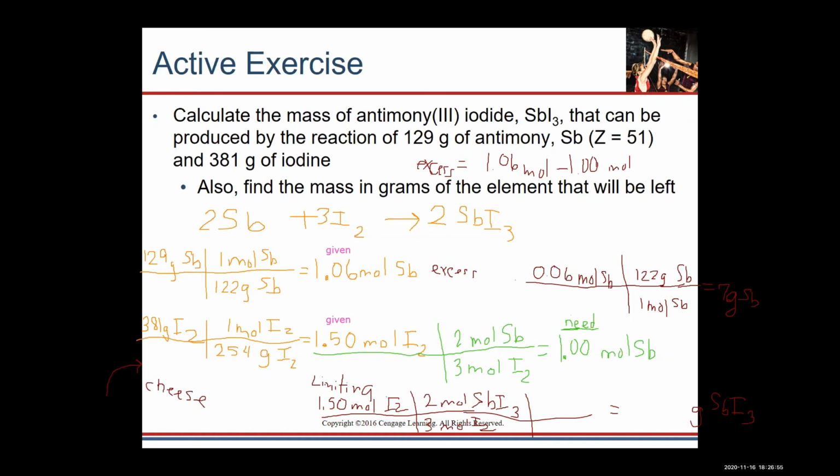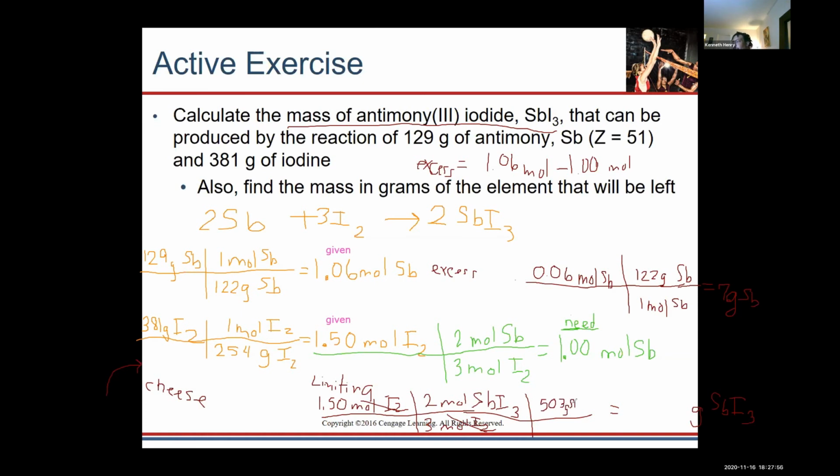You're asking what's needed, right? They want us to calculate the mass of SbI3. I have moles, starting off with moles of I2, multiplied by 2 moles of SbI3 over 3 moles of I2. So that's going to cancel out, and I'm left with moles of SbI3. So how do I calculate the mass? Sb is 122. Then iodine is 126.9 times 3. So if I did my math right, 503 grams per mole.